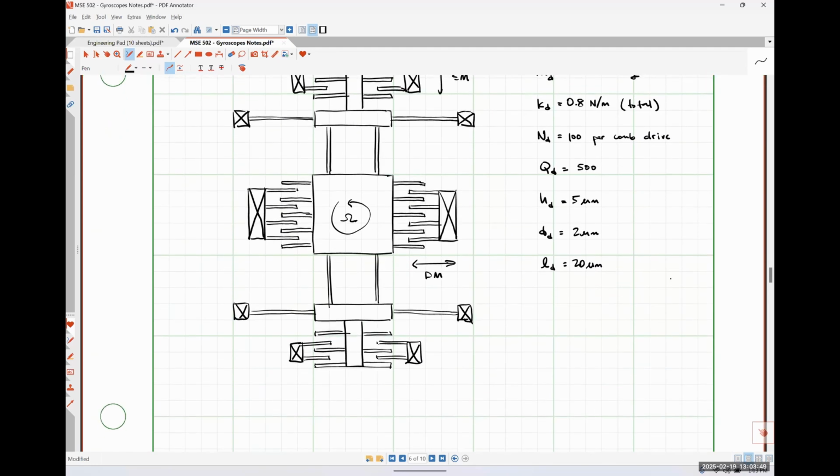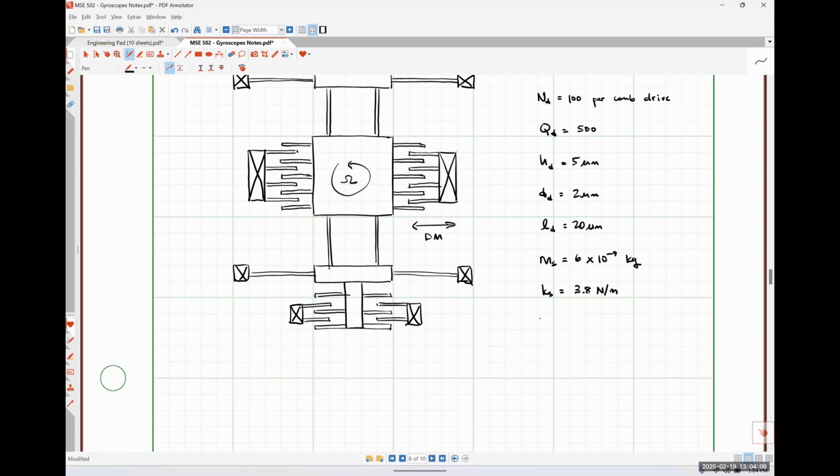And then in our sense system, we're going to have a mass of 6 times 10 to the minus 9 kilograms. The spring constant of 3.8 newtons per meter. The number of fingers is going to be 20, or finger overlaps. Let's make it 20 per comb drive, I believe.